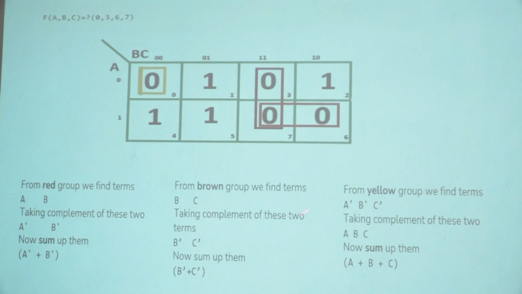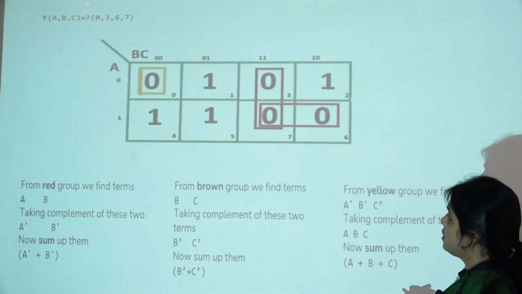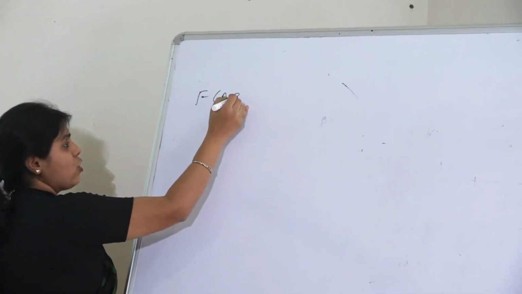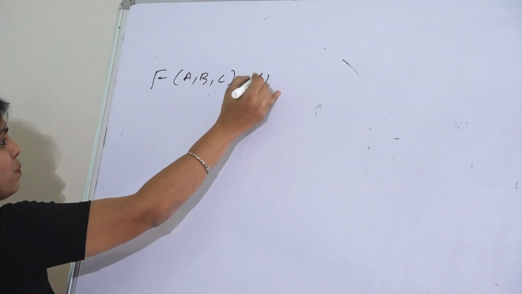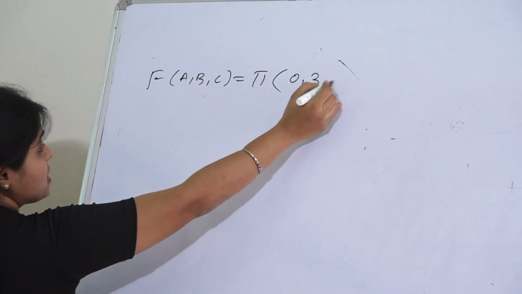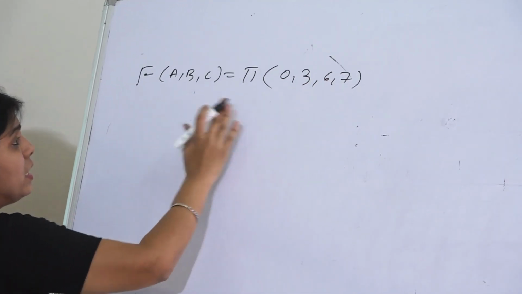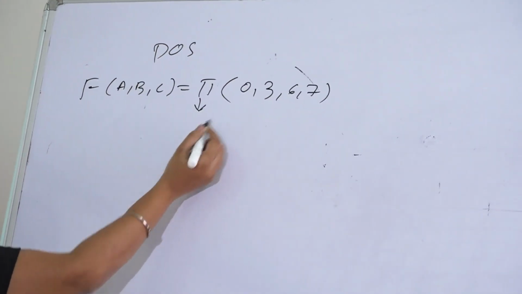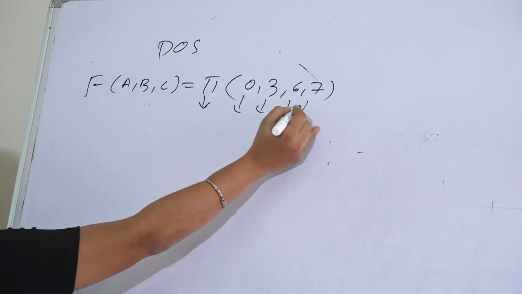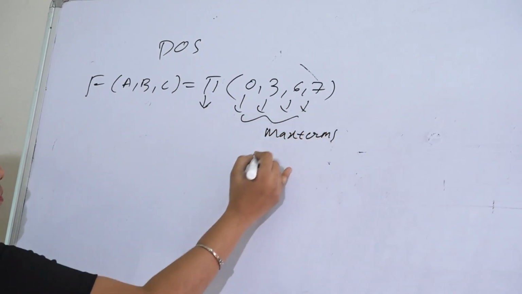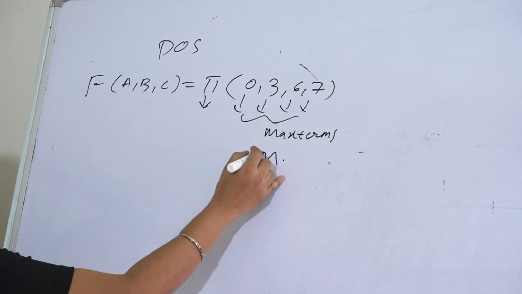Okay. Now when you look into this particular thing, I have f of A, B, C. Let's look into this. F of A comma B comma C is equal to pi of, what are the variables? 0, 3, 6, 7. Okay. Now this, I call this as POS because I have pi here, where each term is called as what? Max terms. Okay. And they are typically represented with capital M.